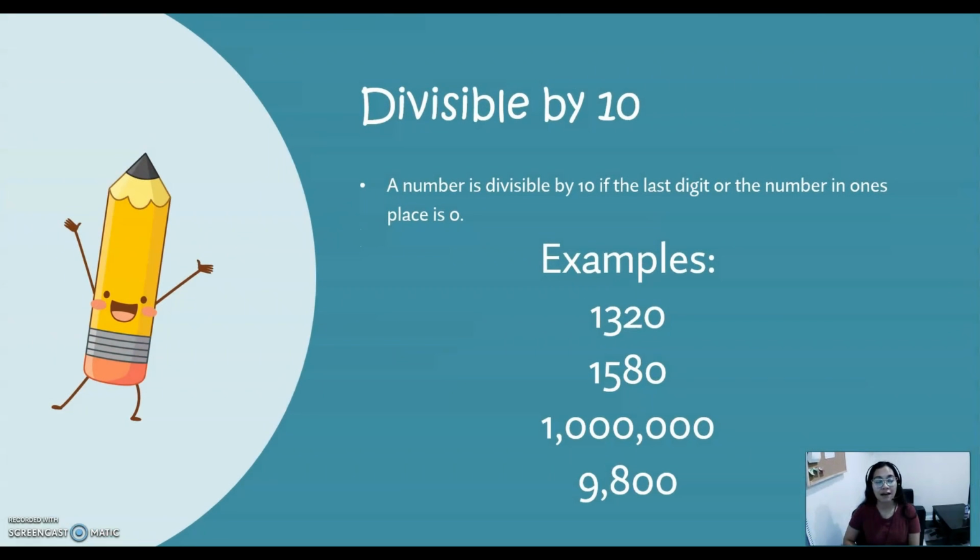And lastly, we have divisible by 10. A number is divisible by 10 if the last digit, or the number in the ones place, is 0. This is very simple. These are the examples: 1,320, 1,580, 1,000,000, and 9,800. All of these numbers end with 0. That's why we can say that these numbers are divisible by 10.